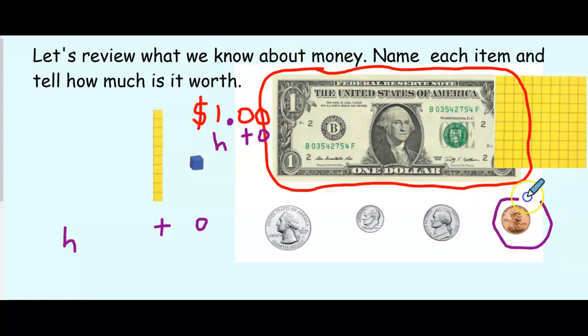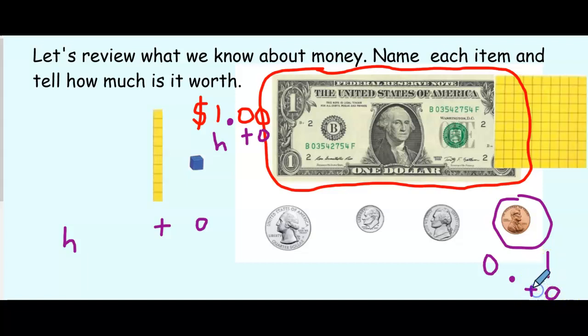Can you name this coin for me? That's right, it's a penny. How much is a penny worth? Yes, it is worth 1 cent. Now let's see how that would look if we were to write it with a pencil and paper. We need our decimal. There are no dollars, so I can put a 0 here, or I don't have to put anything at all. For cents, it's just 1 cent, and 1 is in the ones place, so I would put the 1 in the ones place.